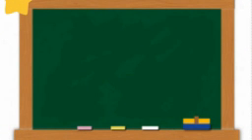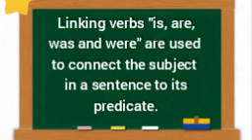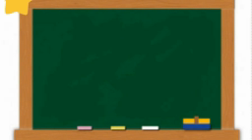Many students still do not know when to use the linking verbs is, was, are, and were. So in this English tutorial lesson, we are going to discuss linking verbs and their uses. Linking verbs is, are, was, and were are used to connect the subject to its predicate in a sentence. Now, let's get to know when we use them and how we use them in making sentences.